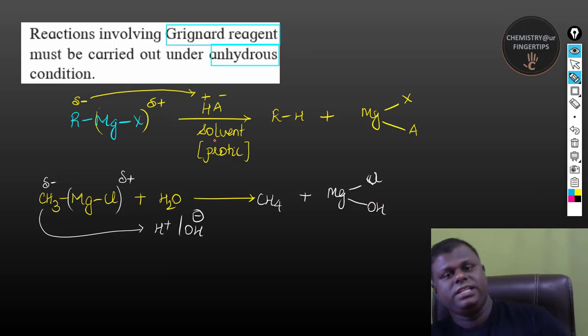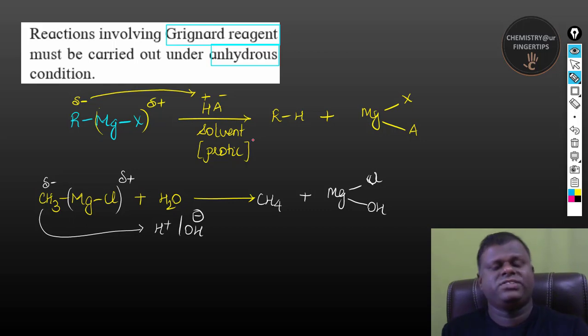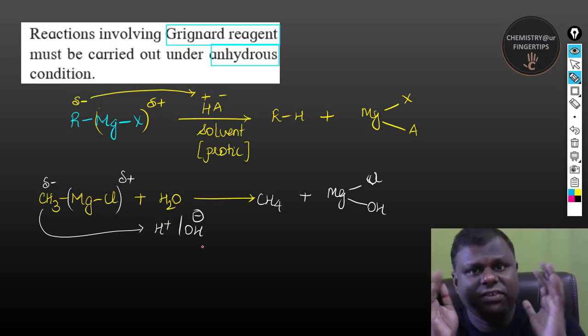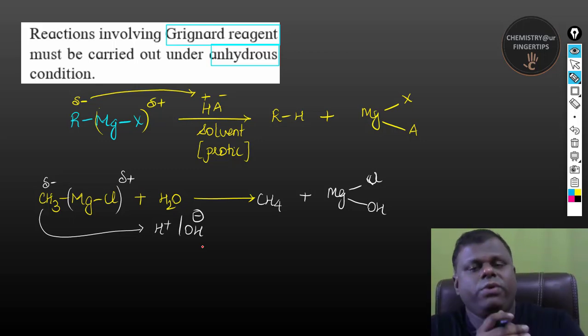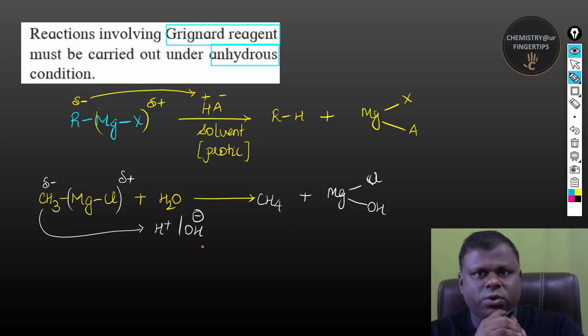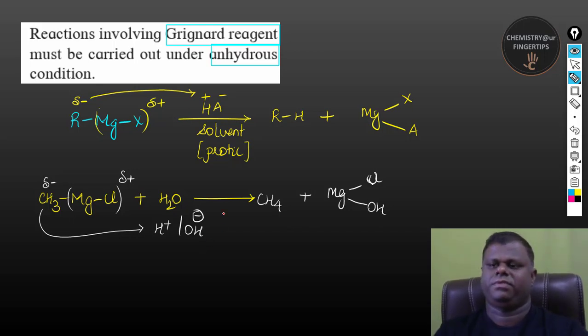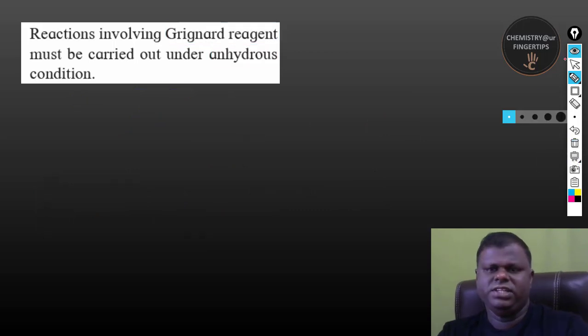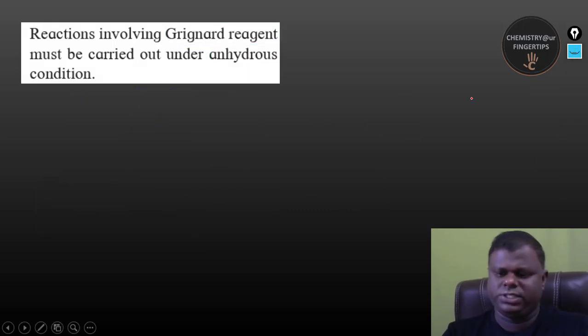So this is basically the reason why Grignard reactions have to be done in anhydrous medium, because otherwise Grignard reagent itself is going to abstract the proton, resulting in the formation of a hydrocarbon, right? So this is basically the reaction. Okay, so we are done with this question. Now let's move on to the next part.